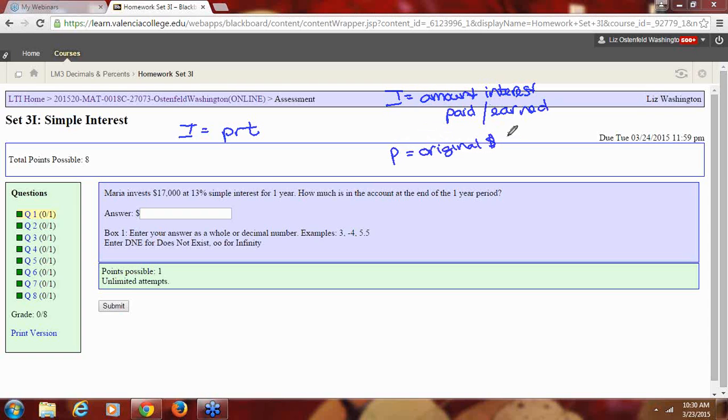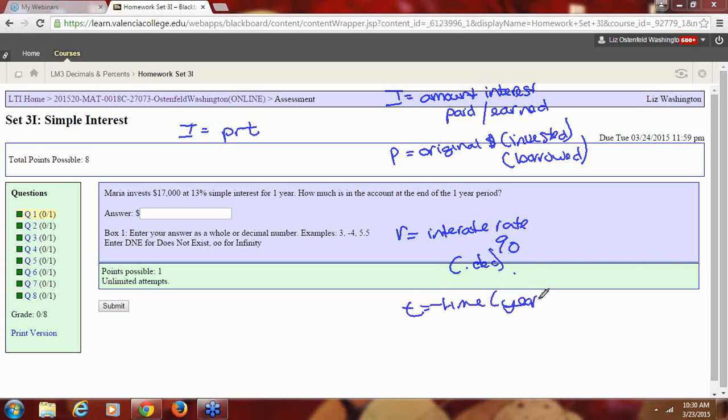Okay, it's usually I invested $5,000 or I borrowed, whatever, 10 grand for a car. Okay, that's your original amount. R is your interest rate. Okay, this is usually a percent that you always have to convert to a decimal. And T is your time, and in particular it is in years. So once you know those things, you can take all of it and plug it in appropriately.